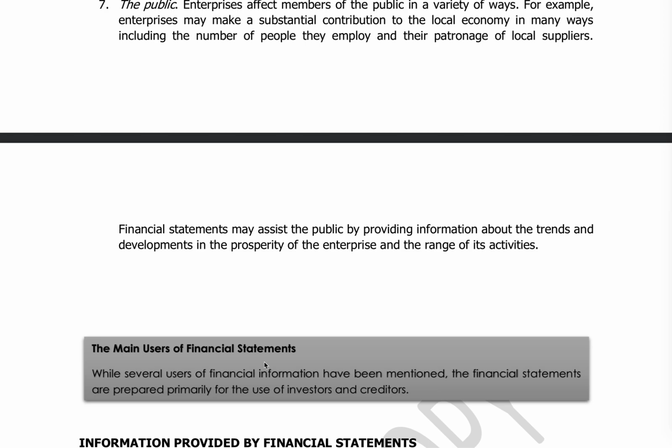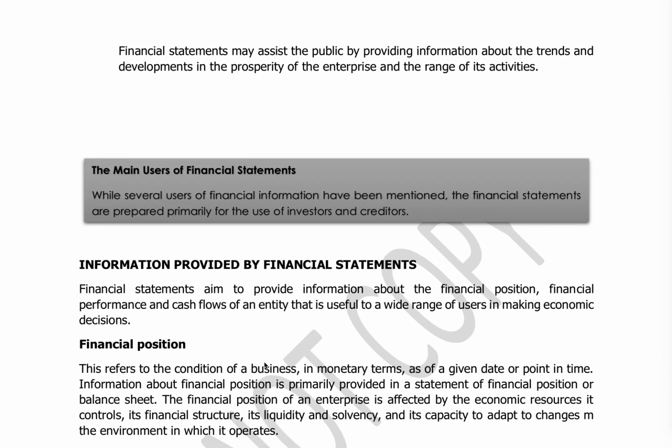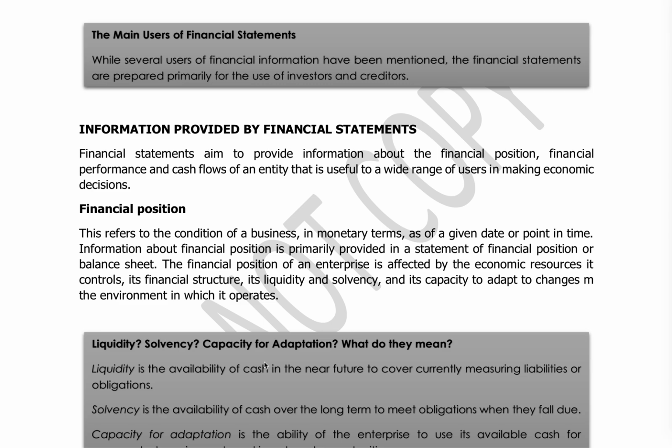Okay, so, yun sa mga examples ng usefulness ng financial information to the public. Okay. So, the main users of financial statements. While several users of financial information have been mentioned, the financial statements are primarily for the use of investors and creditors. So, the main users are investors, the creditors, and the management.